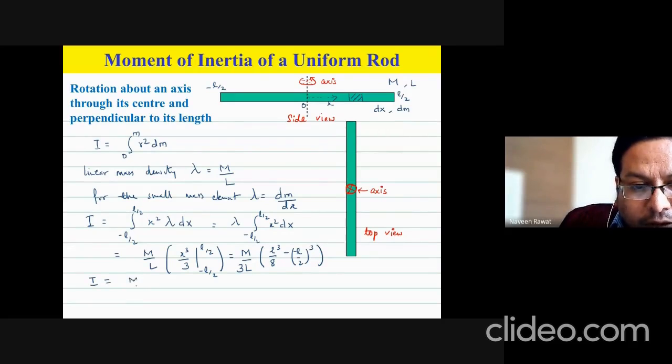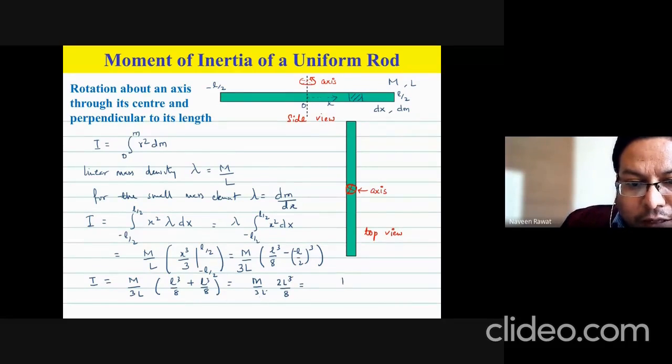I get m divided by 3L, and on the top I get L cube by 8. The minus and minus sign cancel, so I will get plus. Again I have to take the cube of this function, so it is L cube by 8. So I have L cube by 8 plus L cube by 8, that is 2 times L cube by 8. So I have m by 3L times 2 times L cube by 8. Now I can simplify it further. One L will get cancelled.